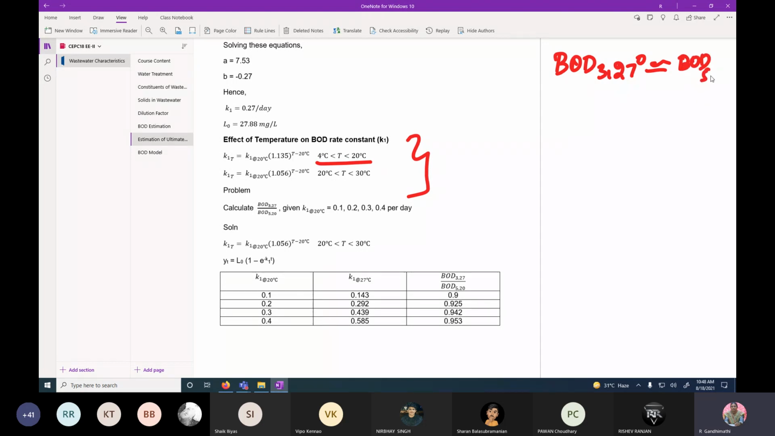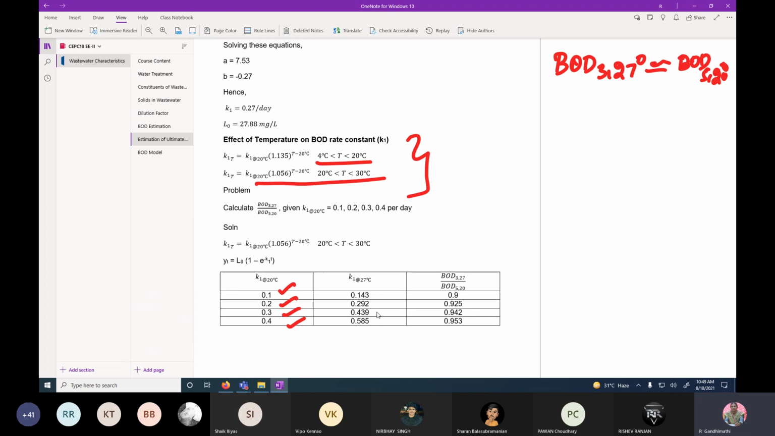To prove this, they have taken different K1 values at 20 degree temperature. Here I have selected K1 as 0.1, 0.2, 0.3 and 0.4. Then I have used these factors to calculate the K1 value at 27 degree temperature. I have used the second equation, that is the factor 1.056, to calculate the K1 value at 27 degrees Celsius.